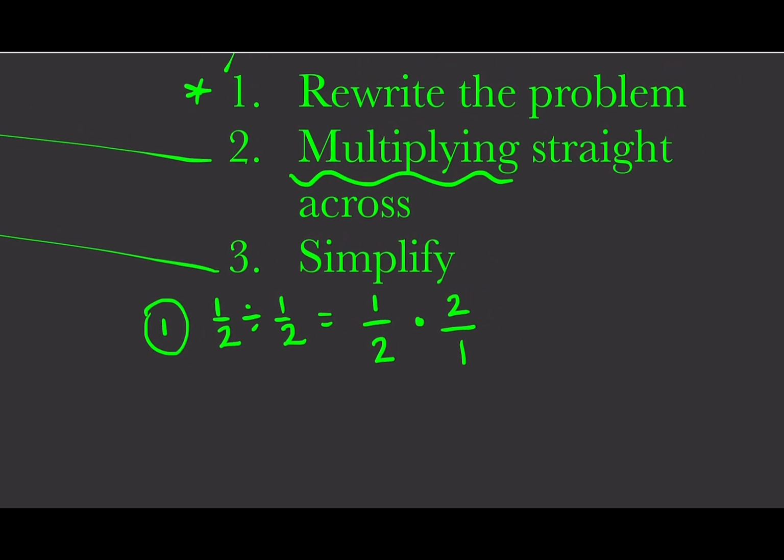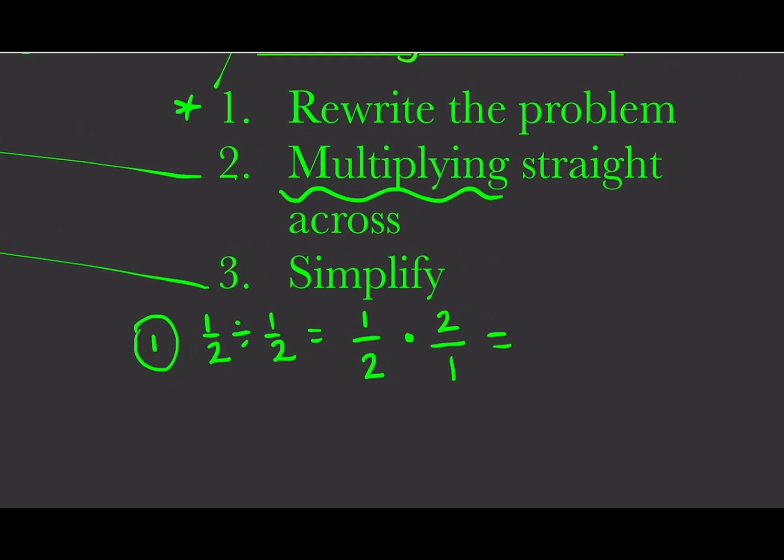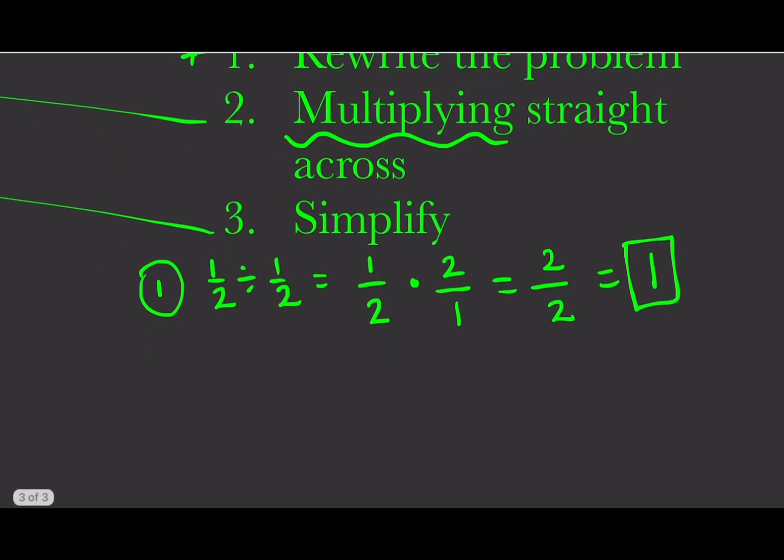Second step is multiply straight across. 1 times 2 is 2, and 2 times 1 is 2. Well, 2 over 2 is just 1 whole. Isn't that simple? Let's do another.